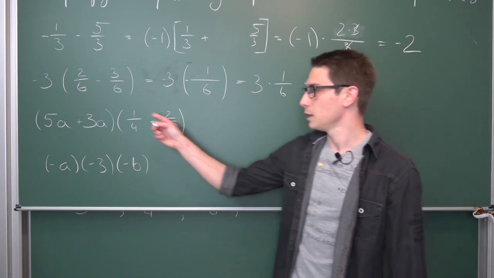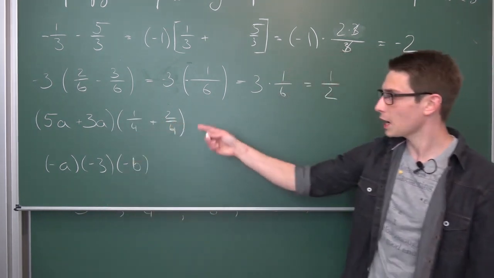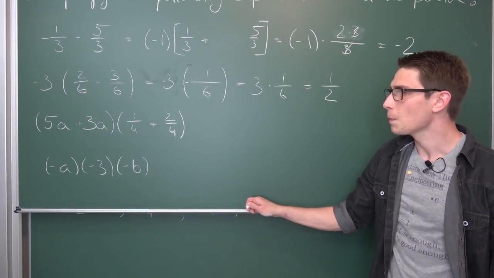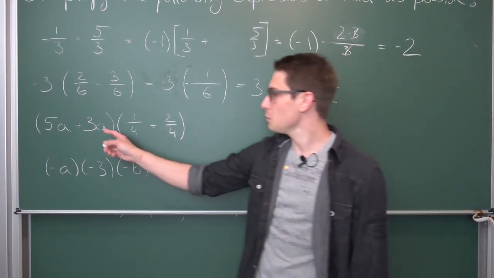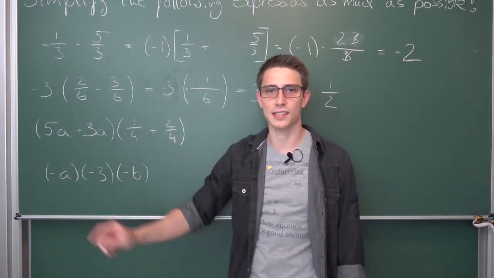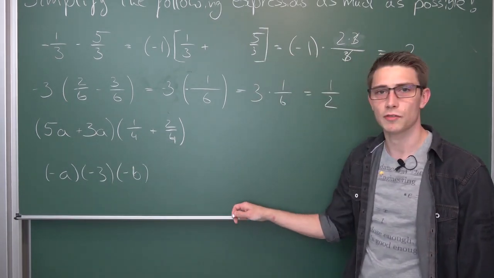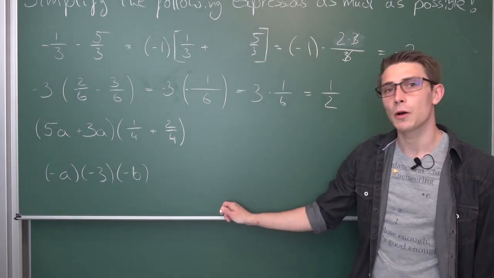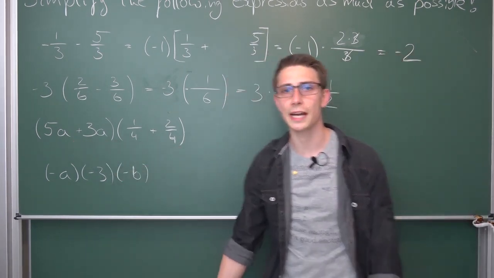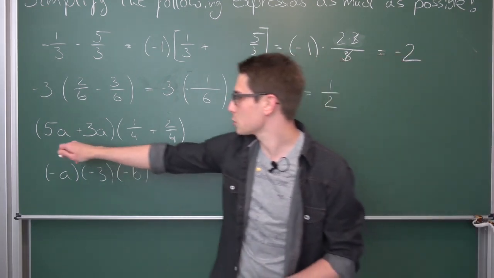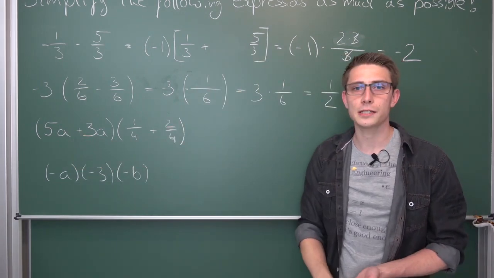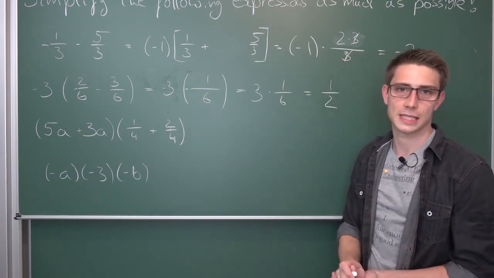Now next up, 5a plus 3a times 1/4 plus 2/4. Alright, so a teacher would tell you to just bring those terms together. If you have 5 apples and add 3 apples to it, then you have 8 apples. But we want to do this a bit more rigorously. Why is it even the case that 5a plus 3a gives us 8a? You could also use the distributive laws twice, putting everything into everything, but we're not doing this here because there's a way easier way.